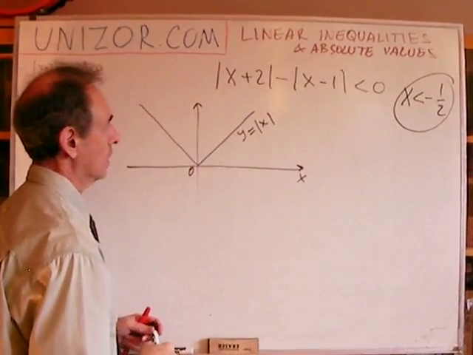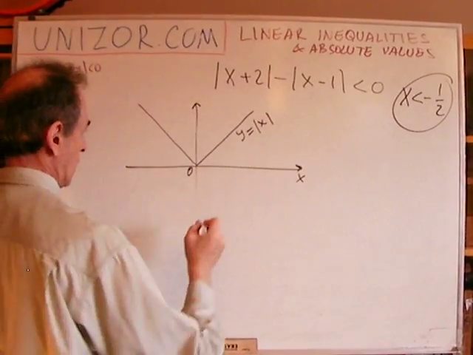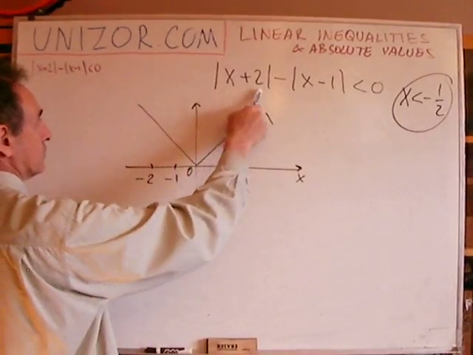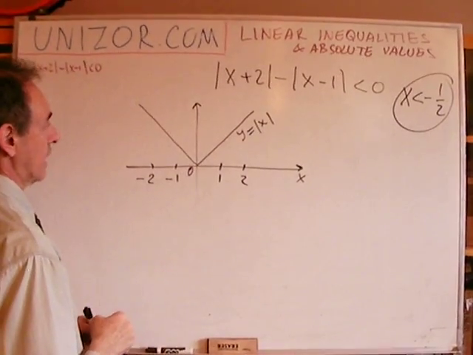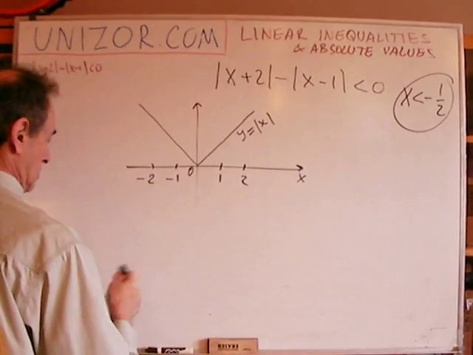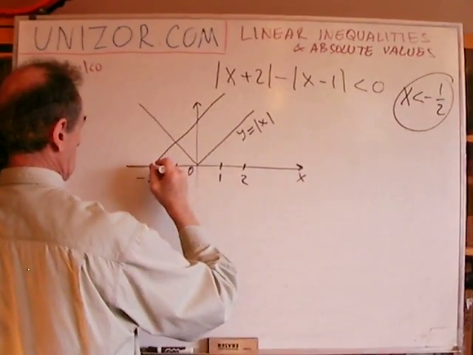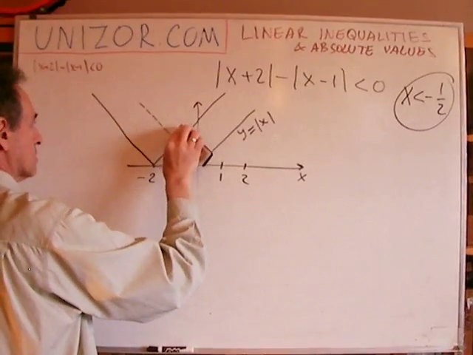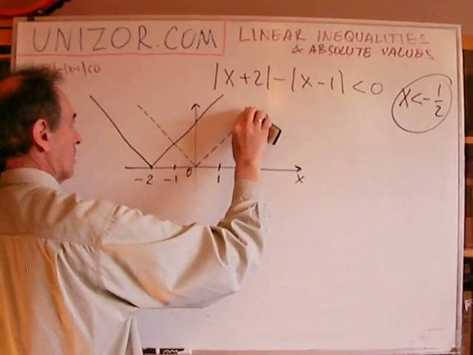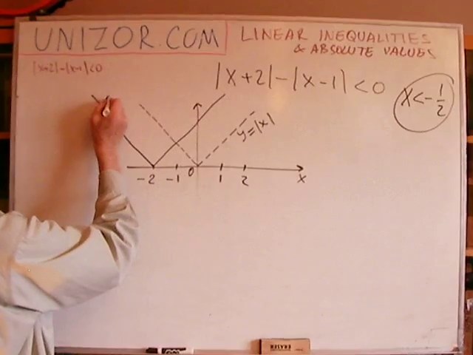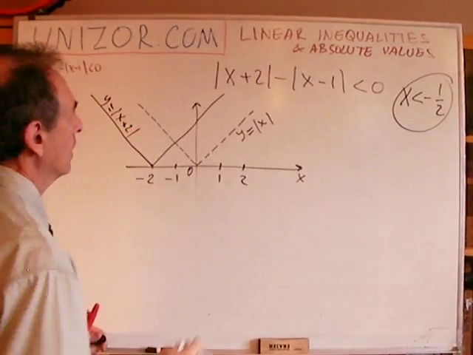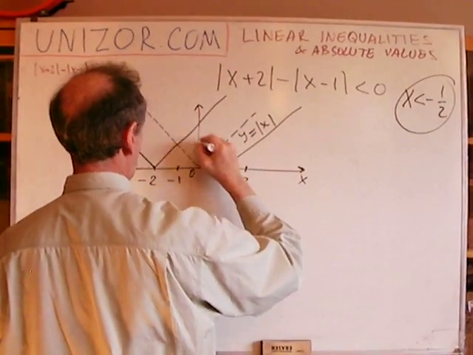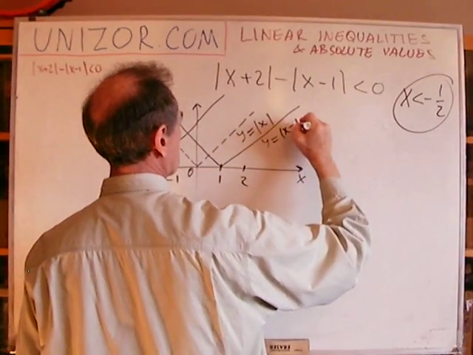Now, plus 2, it means I have to shift the graph to the left by 2 units, right? This is 1, this is 2, this is minus 1, this is minus 2. So my graph of this particular element, absolute value of x plus 2, should look like this. This is the original, which is just used to shift it. So this is y equals absolute value of x plus 2. Now, x minus 1 means the graph should be shifted to the right by 1. And the graph would be this, obviously. This is y equals absolute value of this.